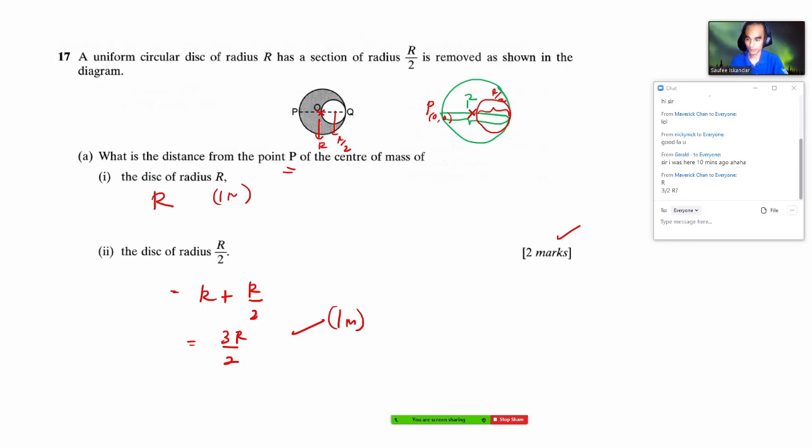Because for center of mass you need to add. Yes, correct, Maverick. It is 3 over 2 r. Okay. Next, any question? No, right.